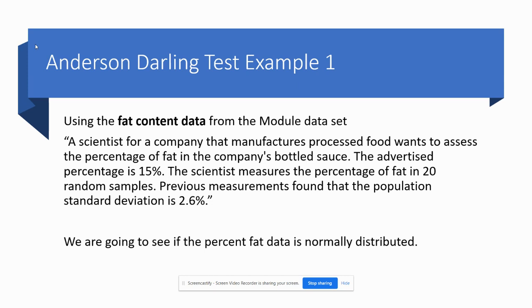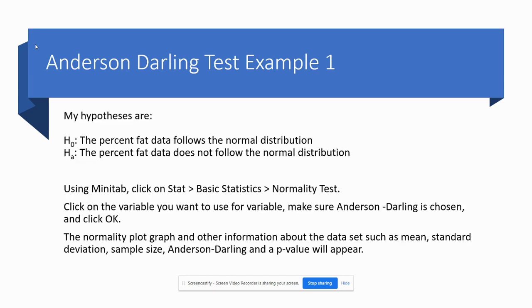Okay, I'm not worried about what they're looking for. I'm just looking to see if the percentage of fat data is normally distributed. So my hypothesis is the percentage of fat data follows the normal distribution. The alternative is the percentage fat data does not follow the normal distribution.